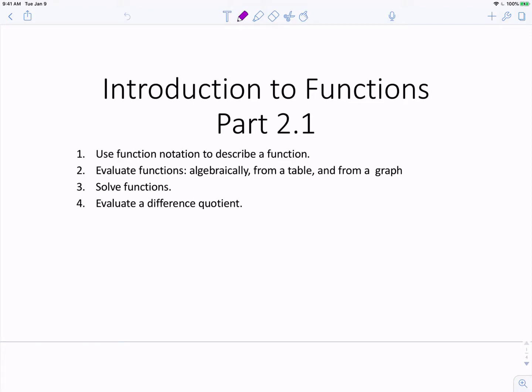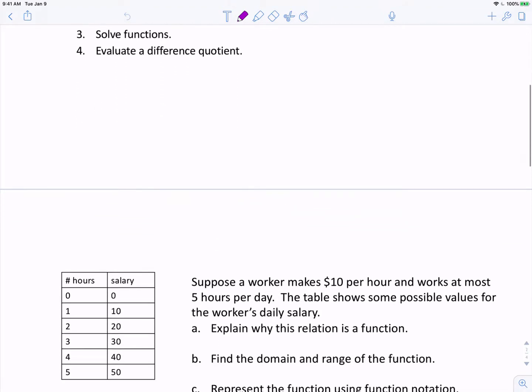Introduction to Functions, Part 2. Use function notation to describe a function. Evaluate functions algebraically from a table and from a graph. We'll solve functions, and we'll evaluate a difference quotient. And we're going to do this in 2 parts.